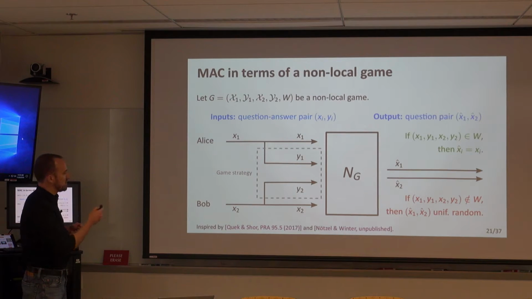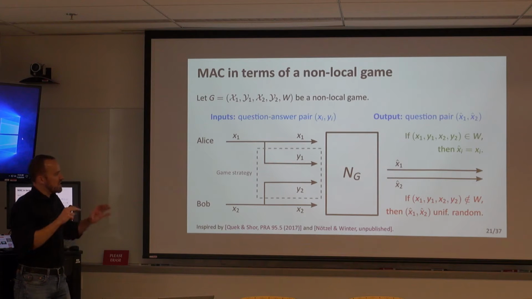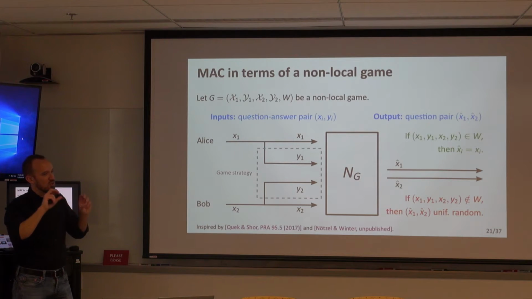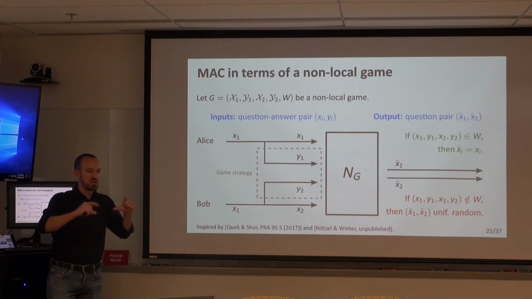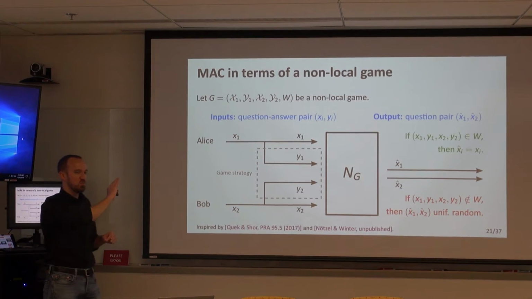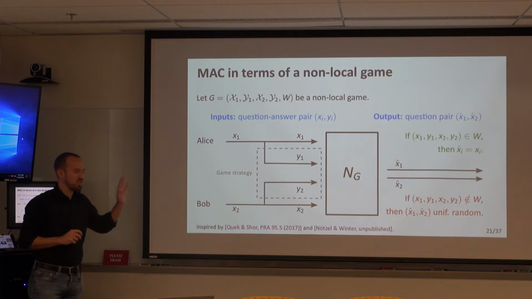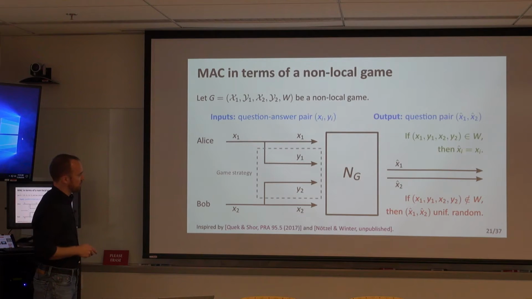Okay? So this channel construction is inspired by a similar construction by Quek and Shor, but they considered the so-called interference channel, where you have two senders and two receivers. And using a multiple access channel was the main observation for us, because it enables us to prove these results that I will show you.